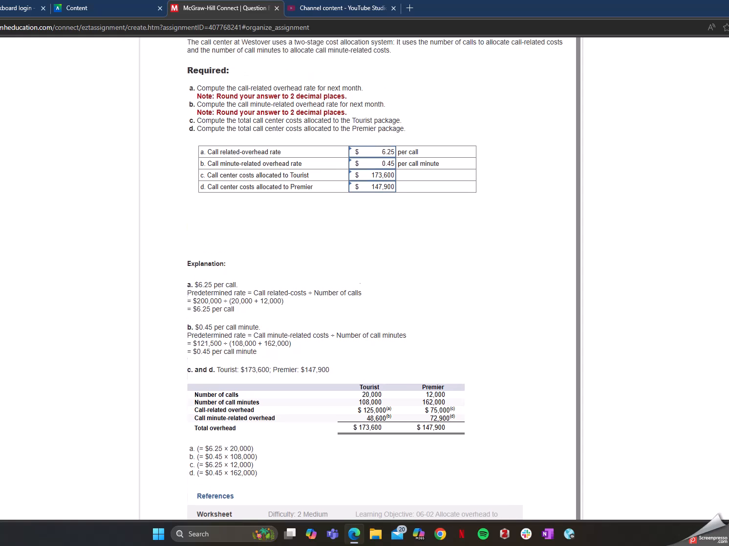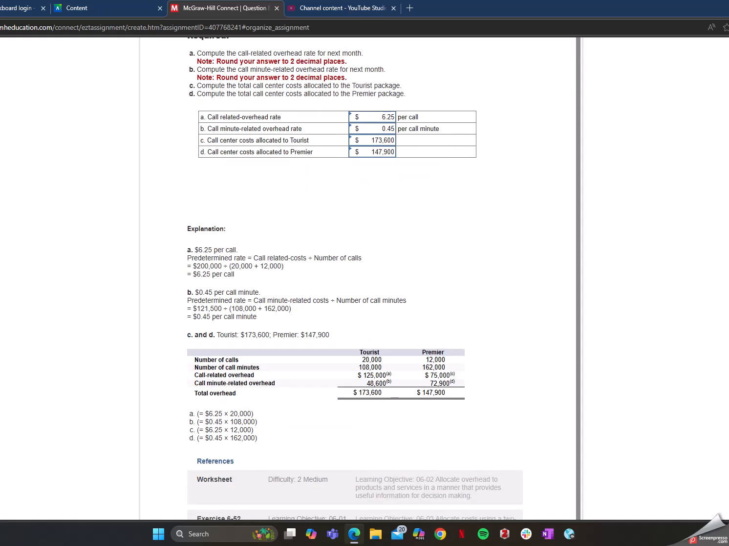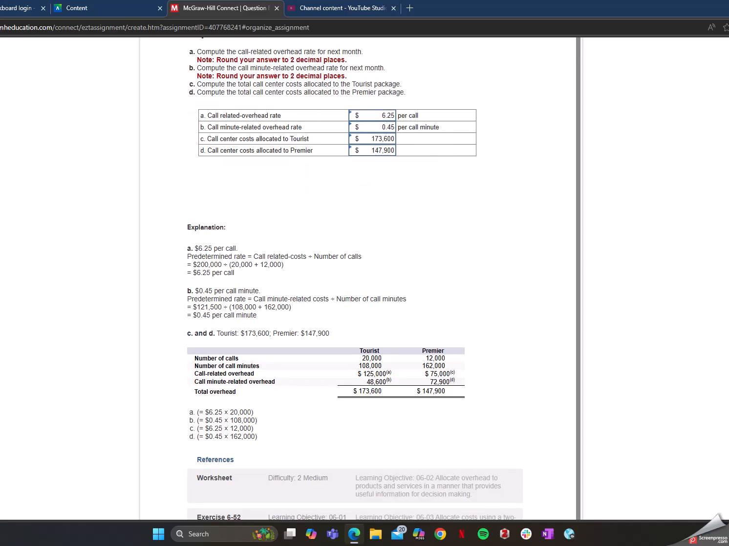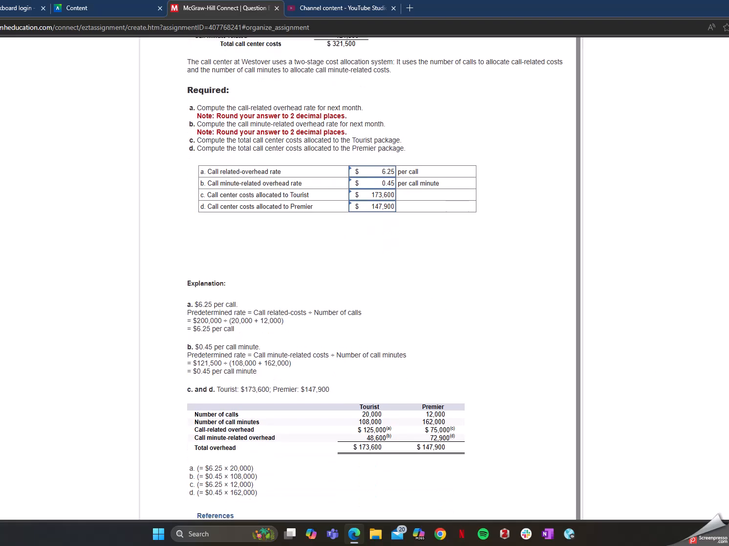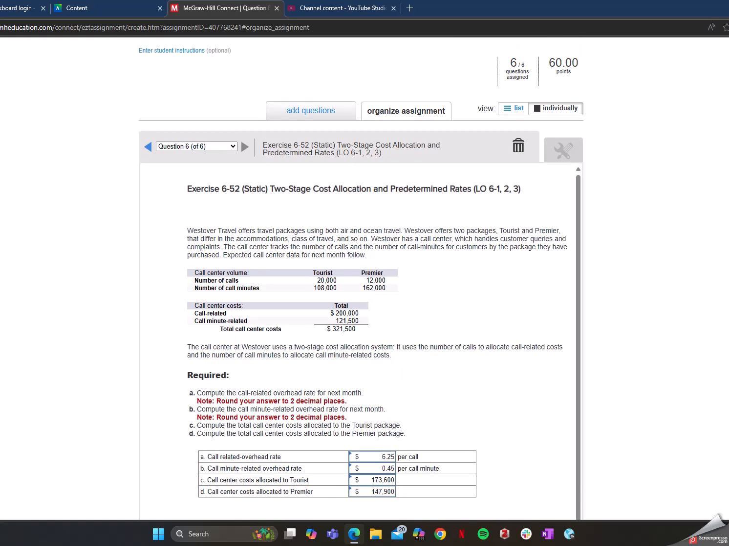And then we do the same thing for the premier. So 12,000 times the $6.25, that gives us 75,000. And then our call minutes of 162,000 times the 45 cents, and that gives us 72,900. And then we would add those two together to get to what we're charging to our premier. So hopefully that all seems pretty basic in how we allocate. Just always read those carefully.